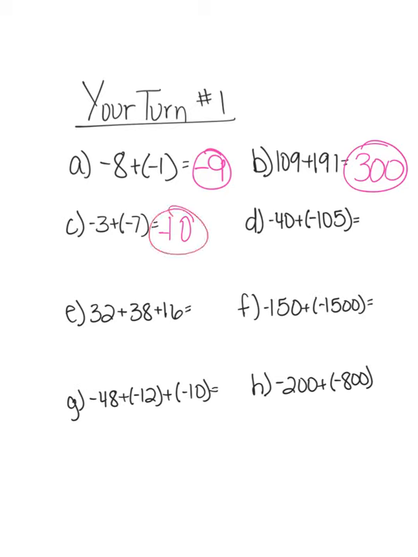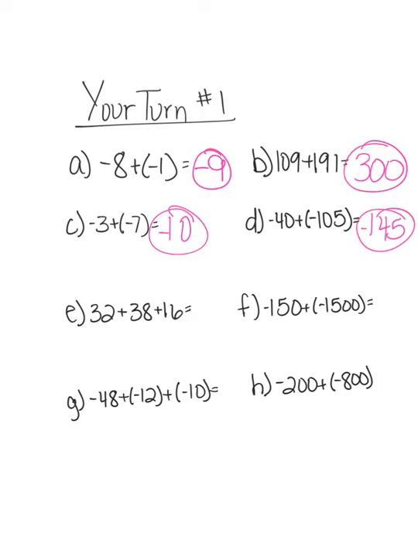D, -40 plus -105. Same thing, we're going to add the absolute values. 40 plus 105 is 145, and we apply the sign of both integers because they are the same, which is a negative. So our sum is -145.